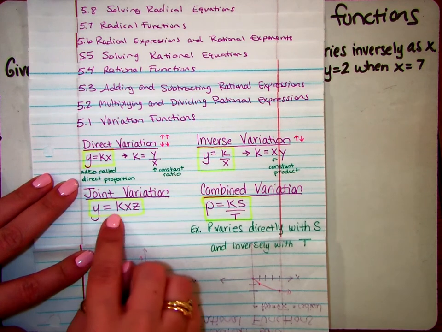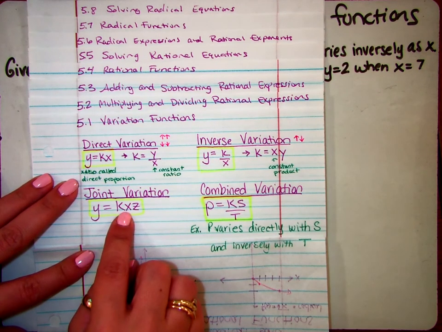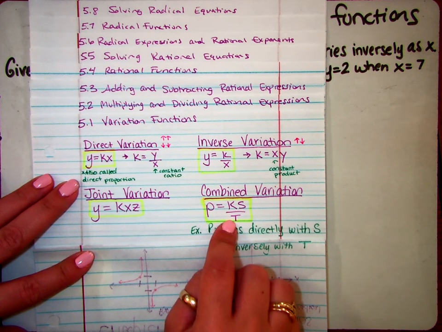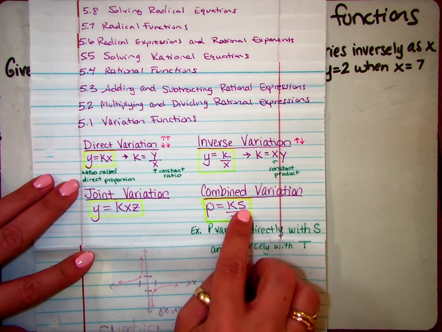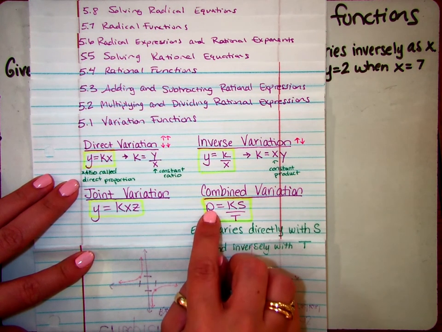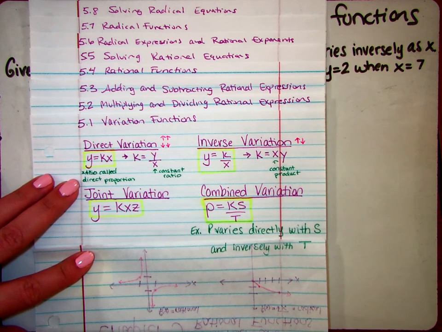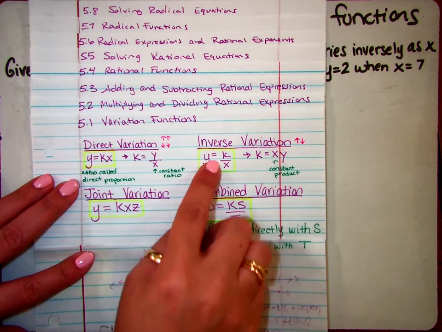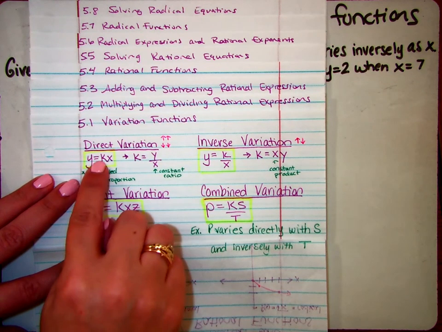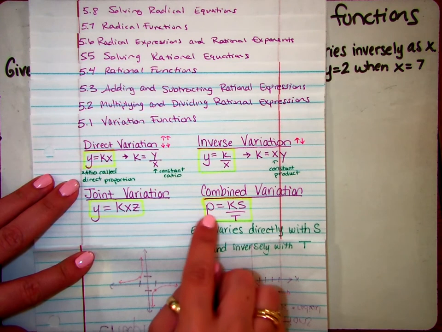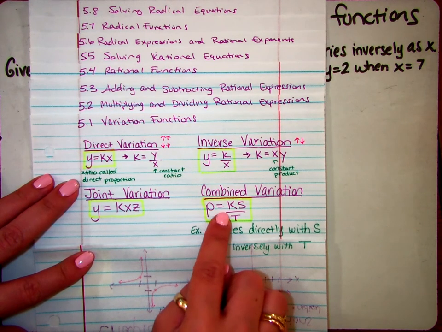Joint variation is when we're multiplying three variables, and combined is both of them happening at once. So the s is a direct variation, and t is an inverse because t is being divided. What I want you guys to realize is for all of them, we have y equals k. The k is always there.